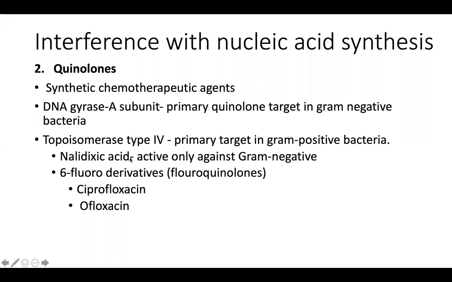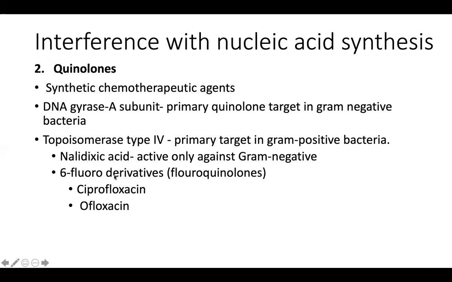Nalidixic acid was the first agent in this group. It has a very limited spectrum, active only against gram-negative bacteria. So in practice, you'll find it being used to treat urinary tract infections. The commonest causes of urinary tract infections are gram-negative bacilli. So you'll find in practice this being used in UTIs.